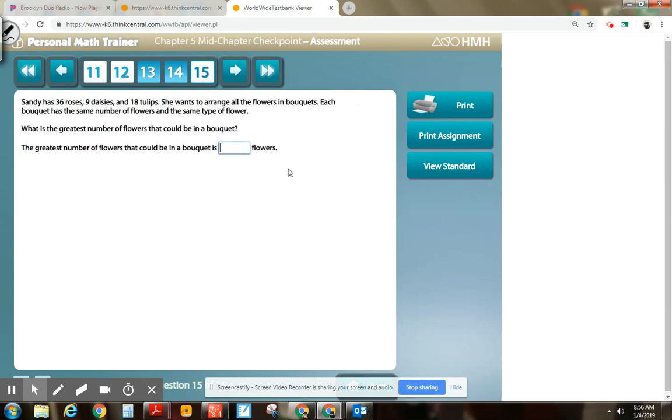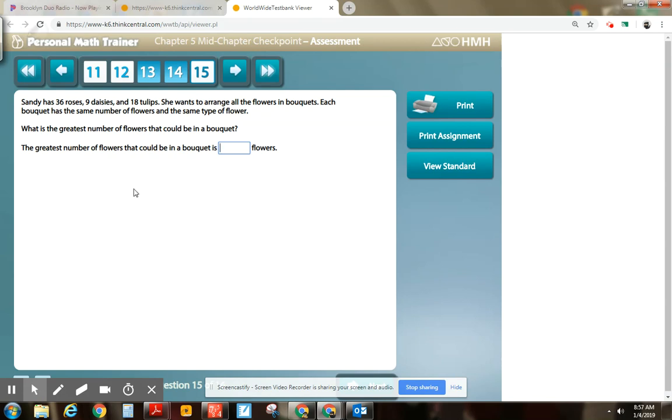All right, number 15. Sandy here buys a whole bunch of different types of flowers. She wants to arrange all the flowers in a bouquet. Each bouquet has the same number of flowers and the same type of flower. What is the greatest number of flowers that could be in a bouquet? All right, so the greatest number of flowers in a bouquet is blank flowers.